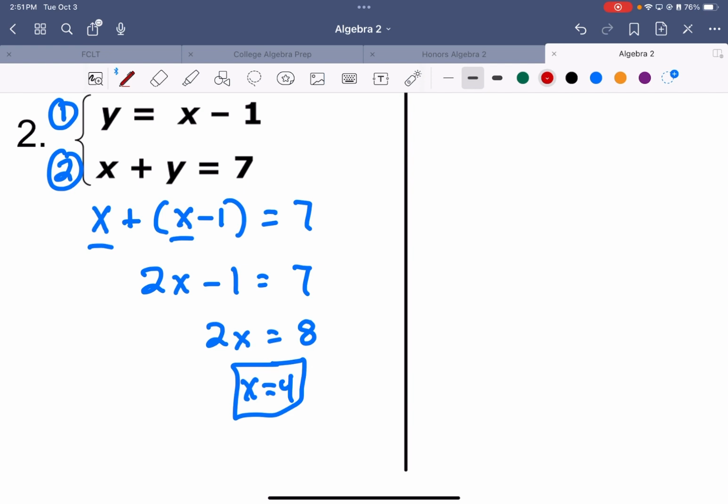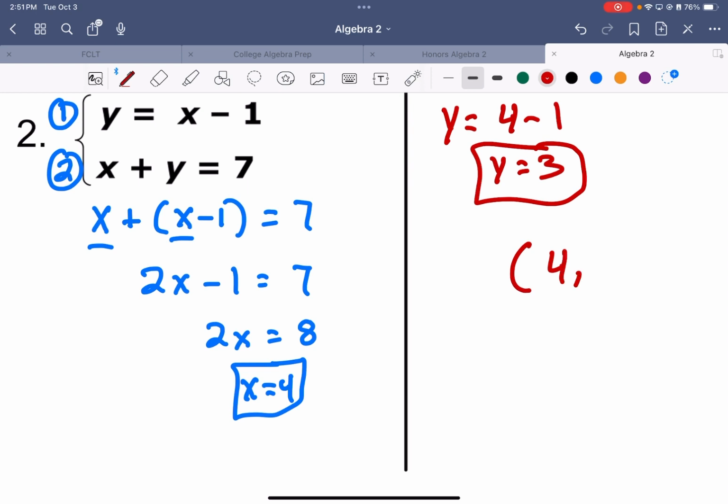Now that I know what my x value is, I'm going to go back into equation 1 or 2 and substitute it in there. I'm going to do it in equation number 1 because it's already solved for y. So I'm going to replace my x with a 4. 4 minus 1 is 3. My y value is 3. Therefore, my solution for this, where do these two lines intersect? They intersect at the point 4, 3.